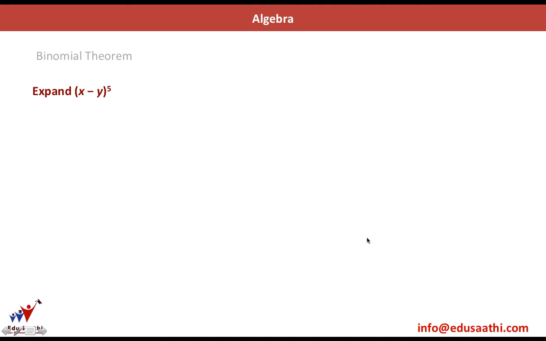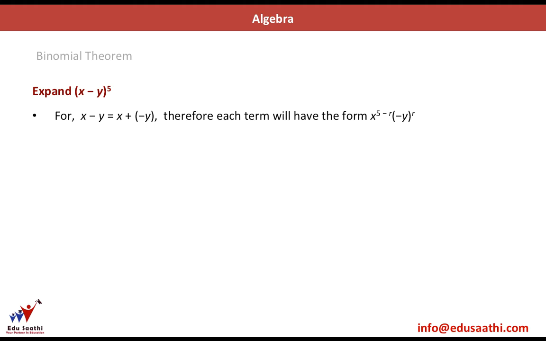Let's look at another thing that we have. Now instead of a plus sign, we have a minus sign: x minus y raised to power 5. Whenever you have a case of x minus y, treat it as x plus minus y. So this will be treated as the second term, and this as the first term with the plus sign. Therefore, each term will be of the form x raised to power n minus r and y raised to power r. So this minus sign will be taken into consideration whenever I am finding any general term.